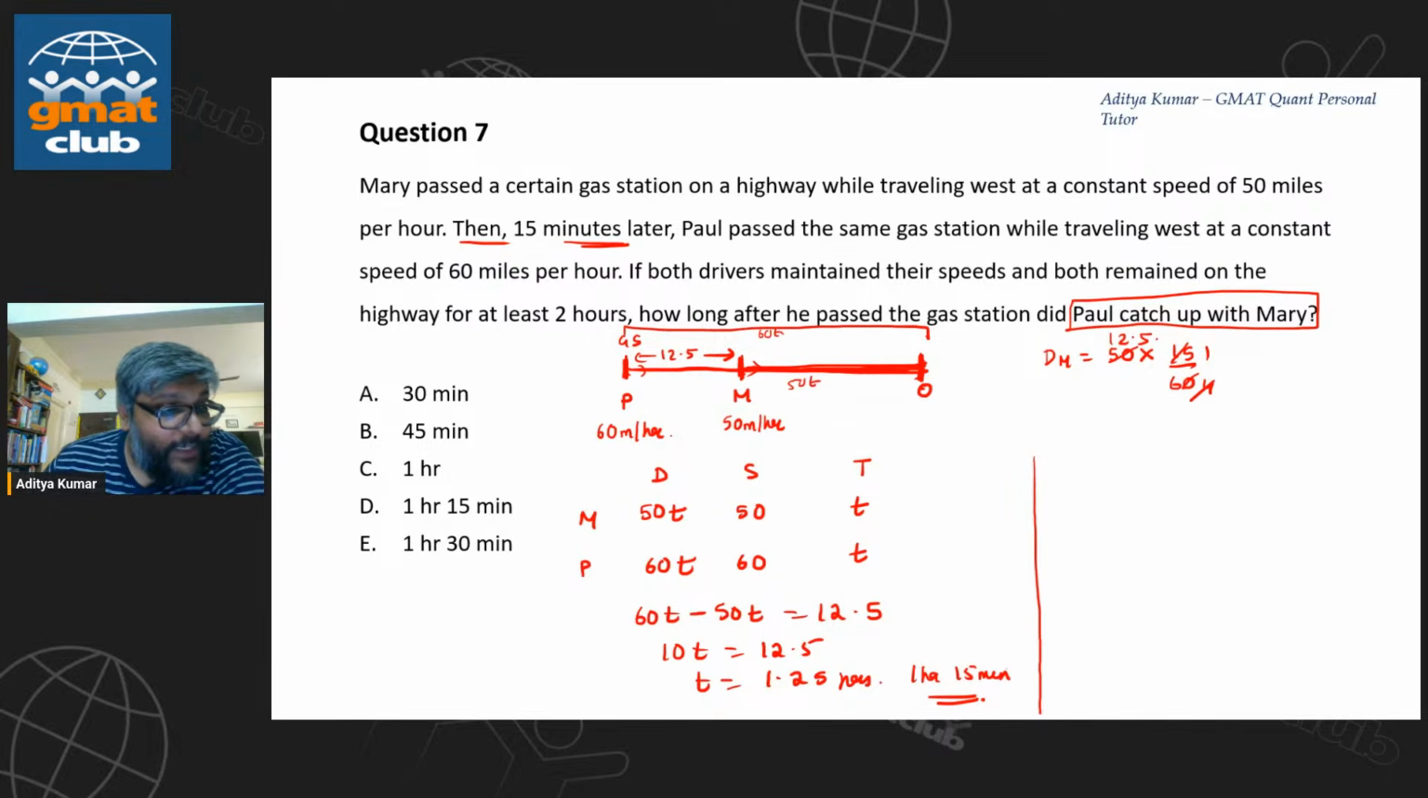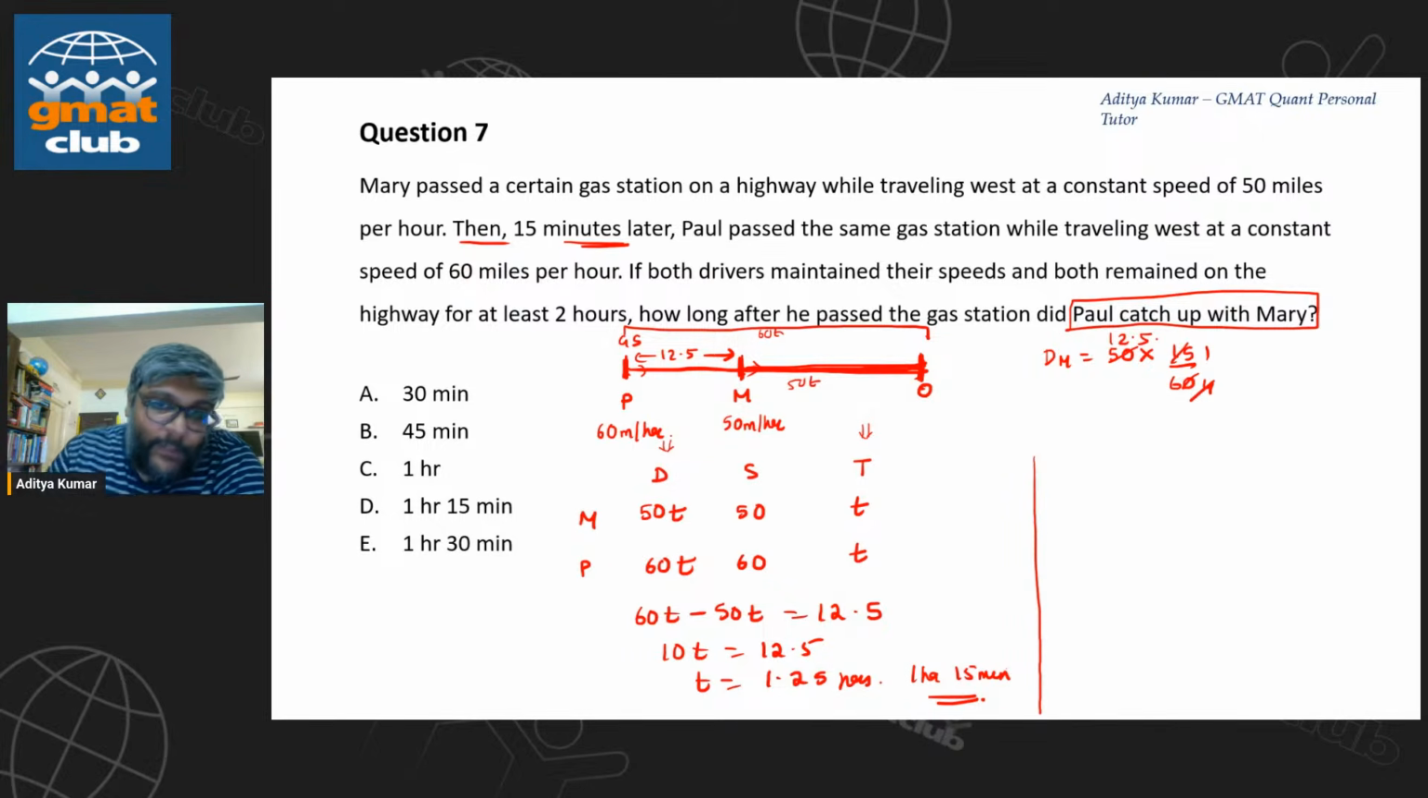You could have also done this. Instead of keeping the time constant, you could have done it with distance, right? You could have said Mary takes 15 minutes more than Paul to travel. So I can keep the time for Mary as t plus 1/4, and the time for Paul as t. I can find out their distances, and I know the distance between them is 12.5. I could have created an equation like that as well.